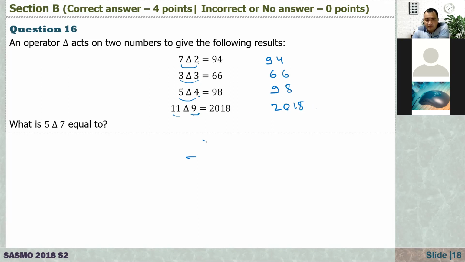I see. So then 5 triangle 7 is equal to 5 plus 7, it is 12. And 5 times 7, it is 30. No. 2 times 7, right? 2 times 7, that is 14. So the answer is 1214. Good.